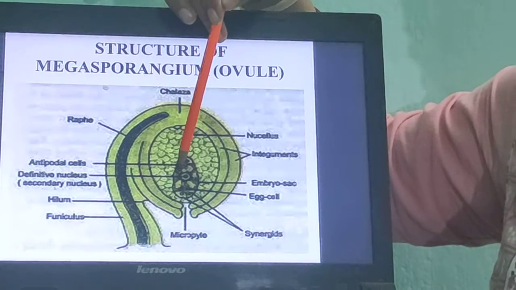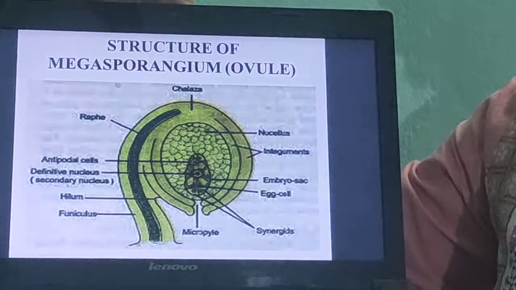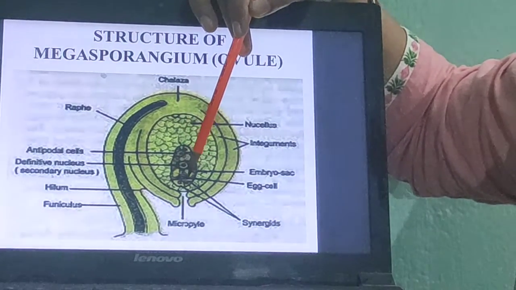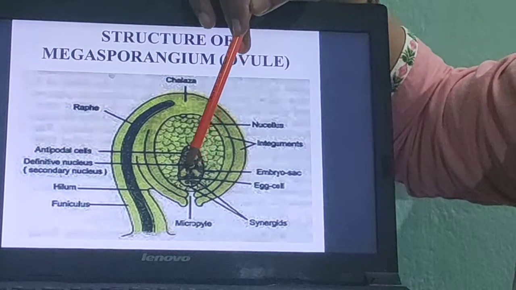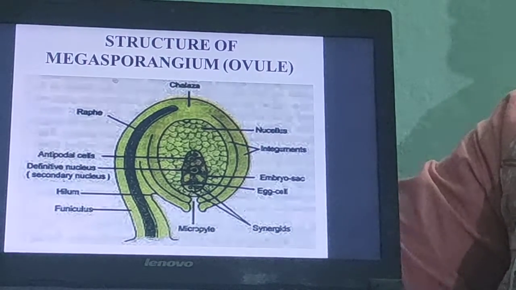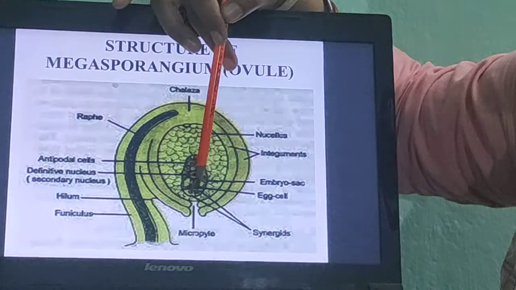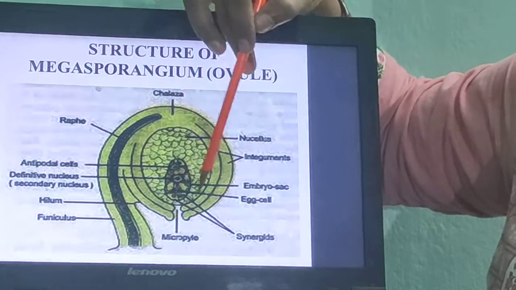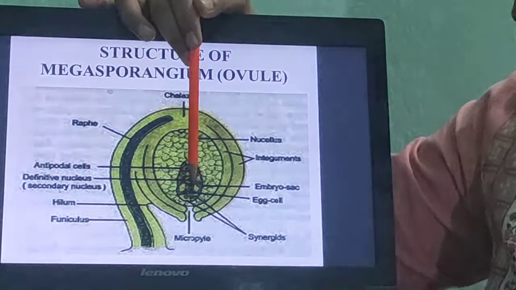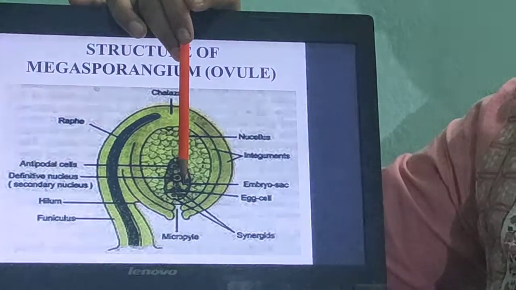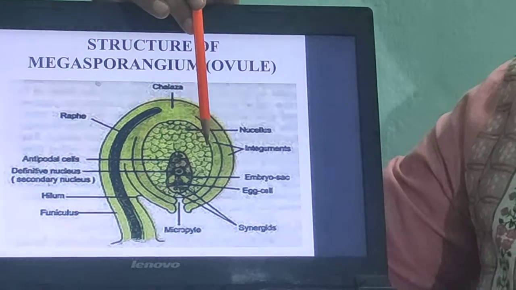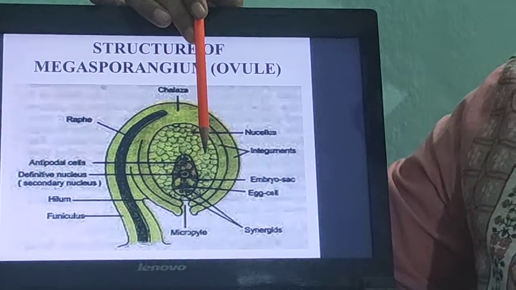It is developed from one of the cells of the nucellus at the micropylar end. This embryo sac consists of 3 cells towards the micropylar end, together known as the egg apparatus. It consists of 2 peripheral cells known as synergids, and the centrally located cell is known as the egg cell. That means it consists of 3 cells: the egg at the center, and the synergids towards both sides. So this egg is the female gamete.